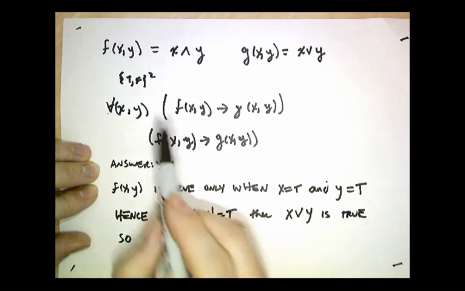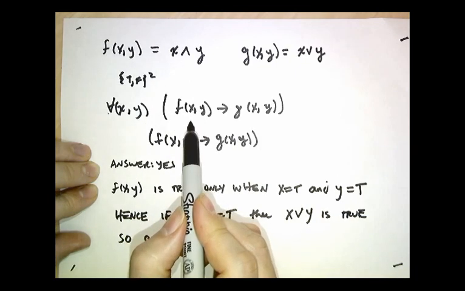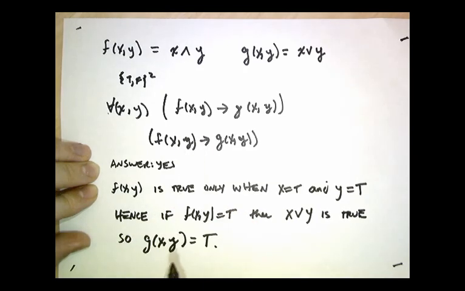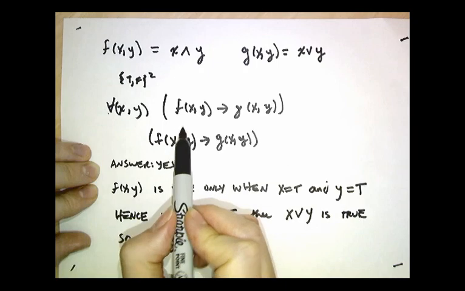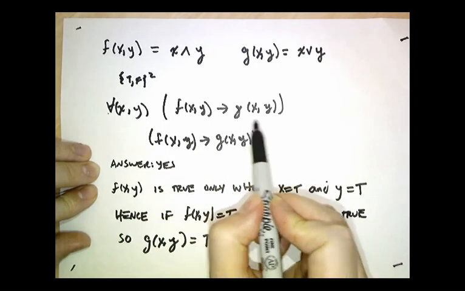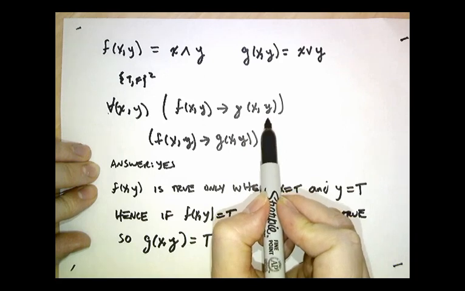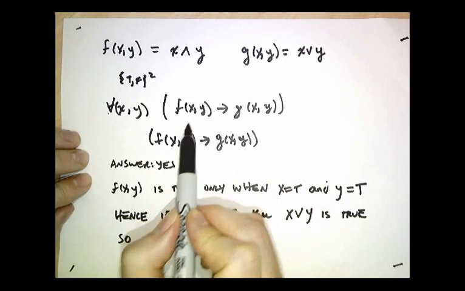Now you might ask, well, what about all the other assignments that make f(x, y) false, like x is true and y is false? Well, we're not interested in those assignments. We're only interested in proving that whenever f(x, y) is true, it must be the case that g(x, y) is true. So we don't have to concern ourselves with cases where f(x, y) is false.